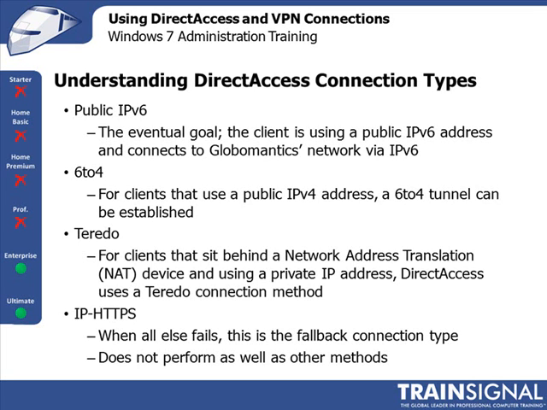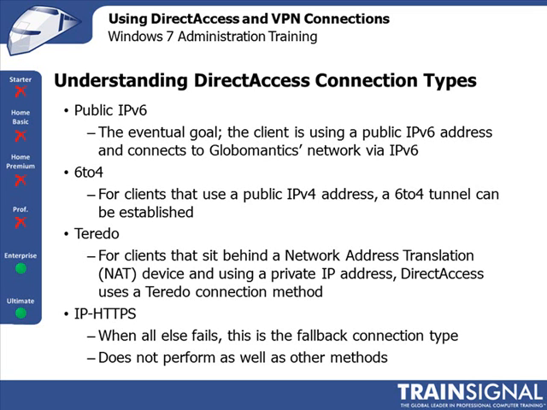Now, in other cases, there's clients that use a public IPv4 address. These clients might be sitting in a coffee shop that has a public address or something along those lines, or they may be connected at home directly to a cable modem from which they're getting a public IPv4 address as opposed to a private IPv4 address. In these cases, DirectAccess uses a mechanism called 6-to-4, which establishes an IPv6 to IPv4 tunnel between the client and the DirectAccess server.